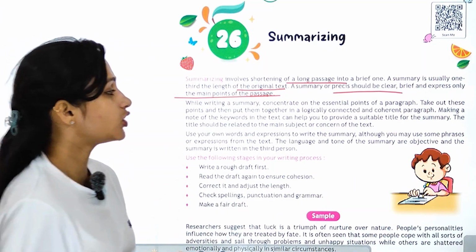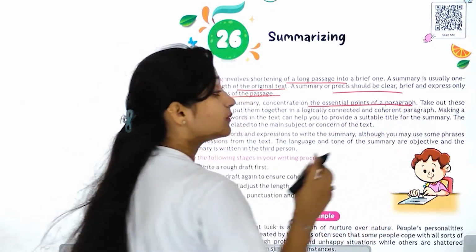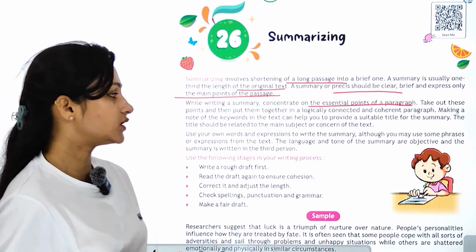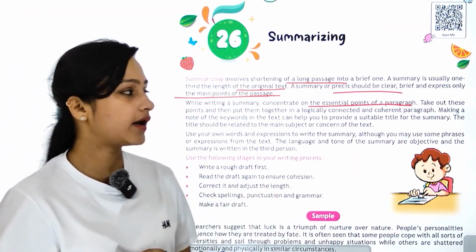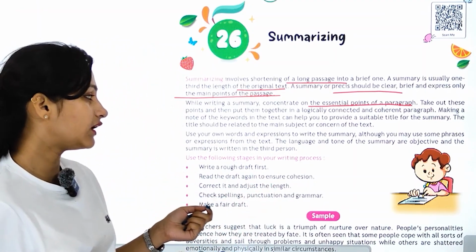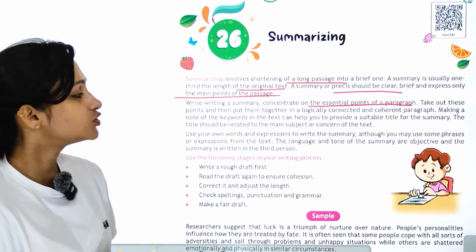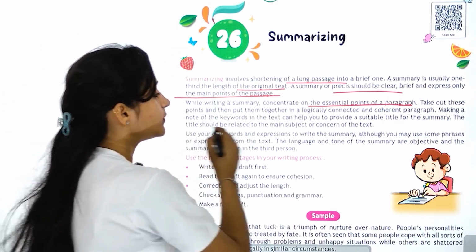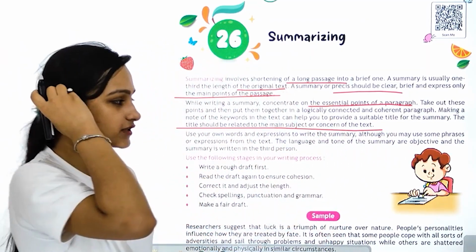While writing a summary, concentrate on the essential points of a paragraph. आपको important points पे focus करना है. Take out these points and then put them together in logical, connected and coherent paragraphs. Making a note of the keywords in the text can help you to provide a suitable title for the story. The title should be related to main subject or concerns of the text.